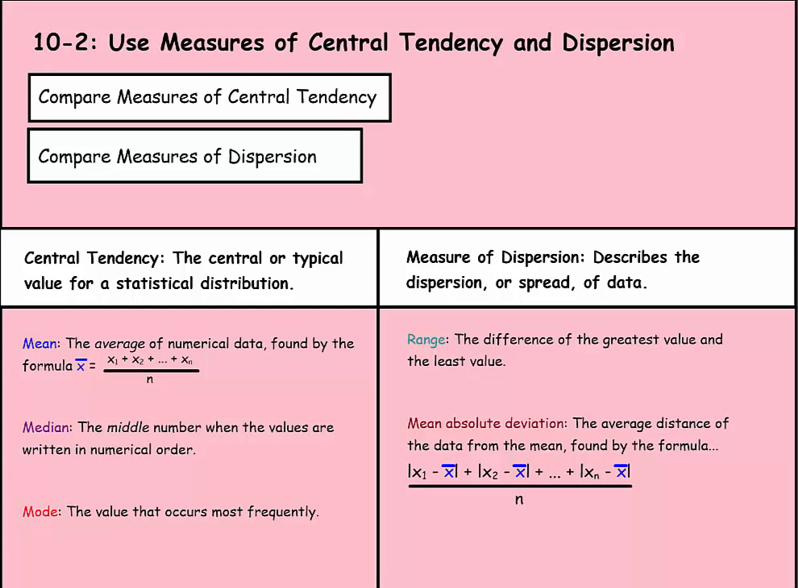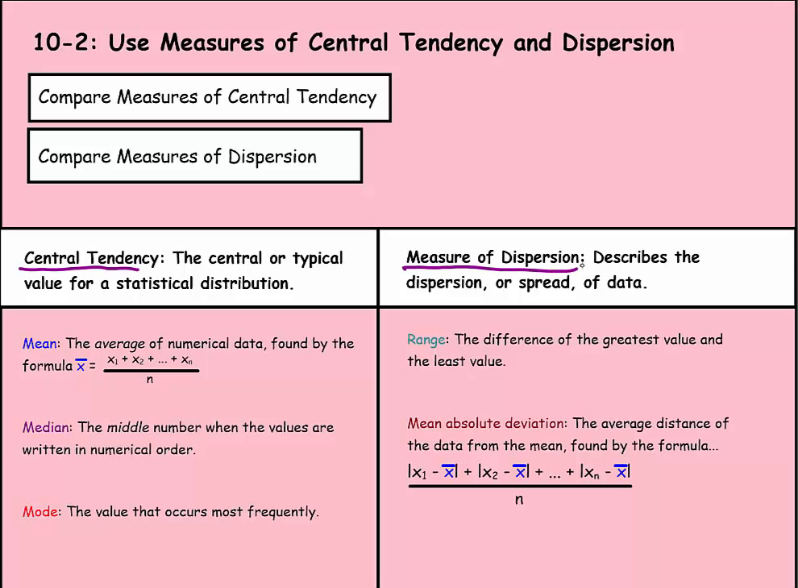We're on lesson 2 of chapter 10, where we're going to use measures of central tendency and dispersion. First, we're going to compare measures of central tendency. Then we're going to compare measures of dispersion. First, we're going to define these two words, central tendency and measure of dispersion.